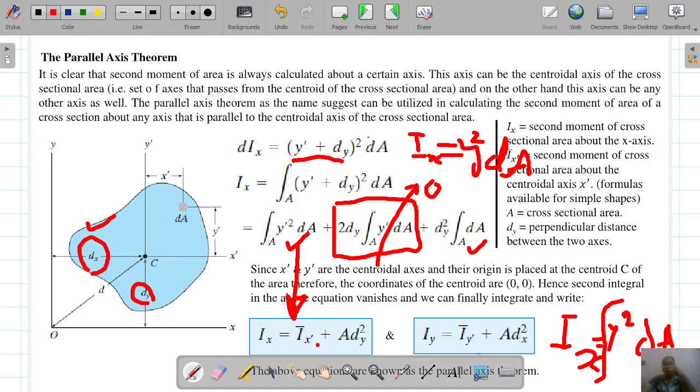So this theorem is very important when we are already given the second moment of area about one axis, and they ask you to calculate the second moment of area about any arbitrary axis. So it is not only this axis. If we have another axis here, I can call this axis x1, and I call this other axis x2.